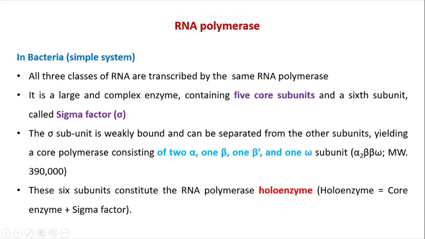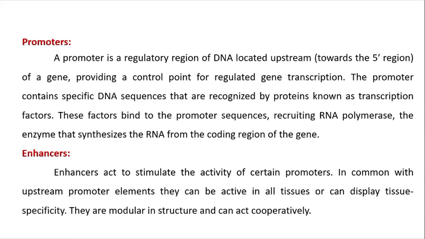This form of the enzyme is called the holoenzyme. Holoenzyme means core enzyme plus sigma factor. Core enzyme means these 5 subunits: 2 alpha, 1 beta, beta dash, and omega. So just remember that in the prokaryotic transcription process, the enzyme is in the form of holoenzyme. It has 6 parts: a core enzyme plus sigma factor. So this is about the RNA polymerase structure. Let us know the reaction step by step.